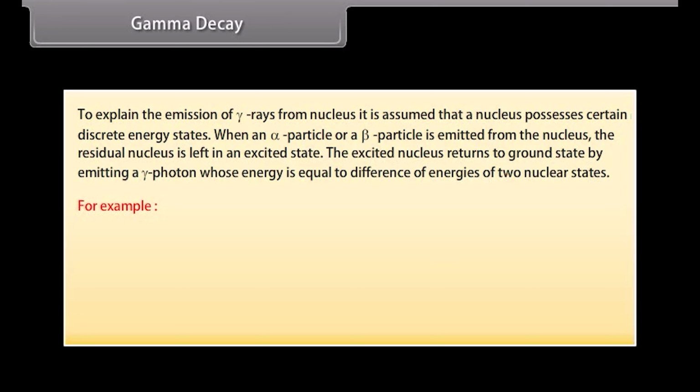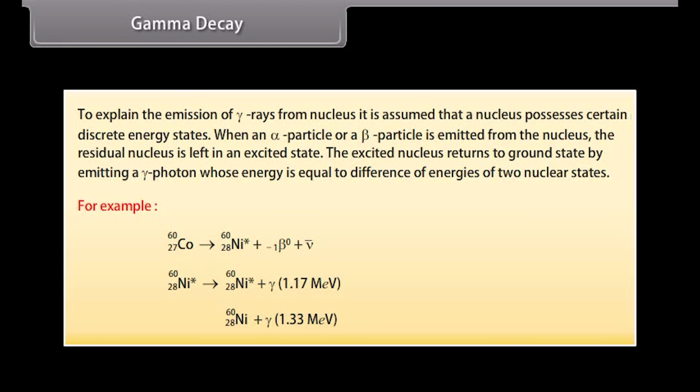For example, cobalt nucleus with mass number 60 and atomic number 27 transforms into nickel nucleus with mass number 60 and atomic number 28 in its excited state. The excited nickel nucleus with mass number 60 and atomic number 28 returns into ground state by emission of two successive gamma photons of energies 1.17 MeV and 1.33 MeV.